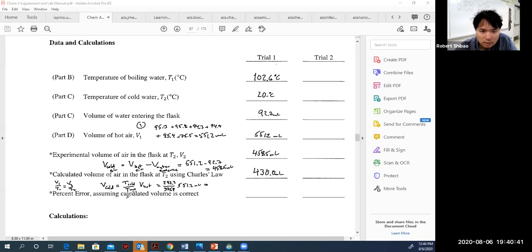And so now the percent error. We're going to call this the theoretical, and this is the experimental. So percent error is going to be experimental minus theoretical, divided by the theoretical, times 100%. The experimental value is 458.5, what we measured experimentally. And then the theoretical is going to be 430.0 milliliters, divided by the theoretical, which is 430, times 100%.